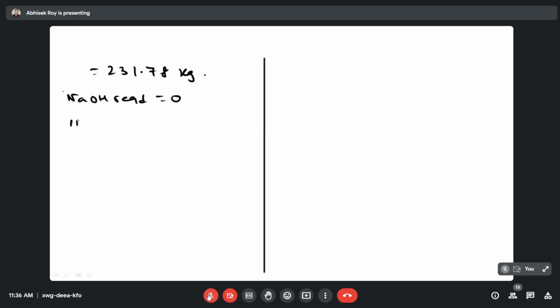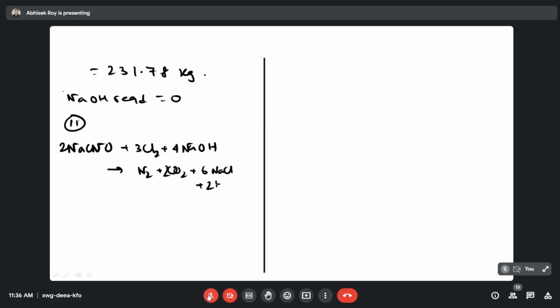Now we'll calculate the oxidation of cyanide to nitrogen completely. So now the second step. In the second step, NaCNO plus 3Cl2 plus 4NaOH is converted to N2 plus 2CO2 plus 6NaCl plus 2H2O. So this equation implies that 1.5 mole of chlorine is required per mole of CNO, because you know 3 mole is required for 2 mole of NaCNO. So 1.5 is required for 1 mole of NaCNO.